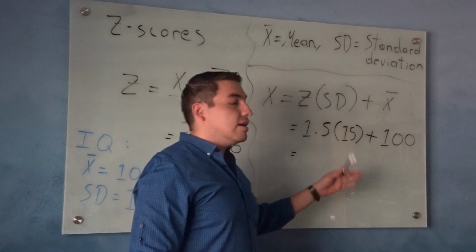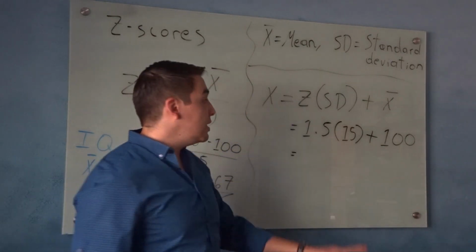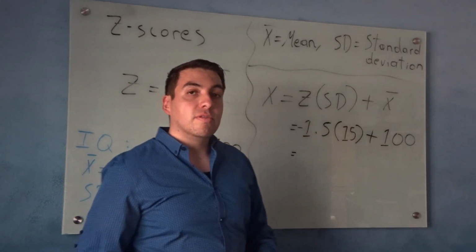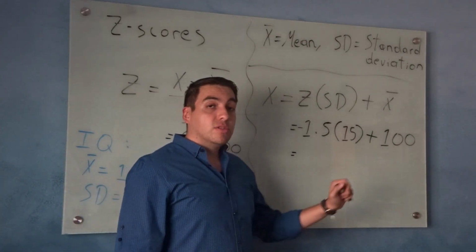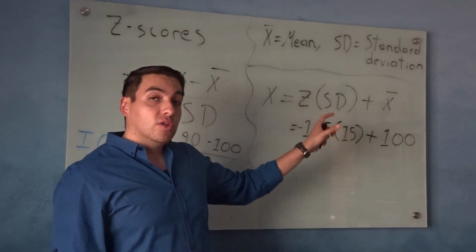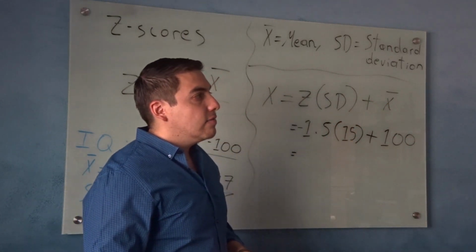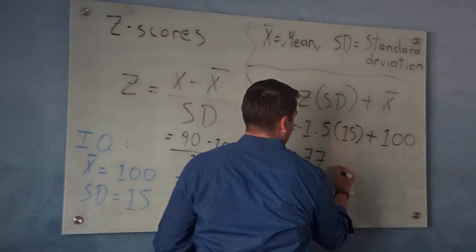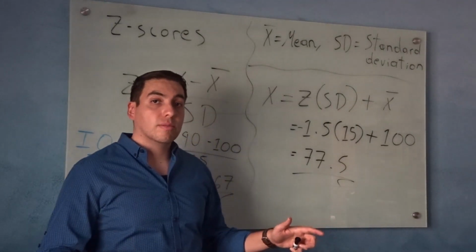Alright, let's say now that instead you're looking at the bottom of the people that took the exam. So say instead of 1.5, you went into the negative realm, minus 1.5. Minus 1.5 multiplied by 15 is going to be a negative 22.5. And if that negative 22.5 is added to 100, it's going to take the number below. Cool, simple stuff. That's the z-score.